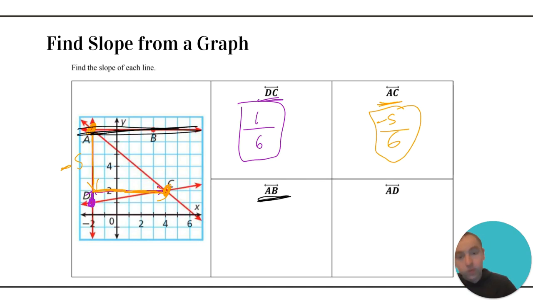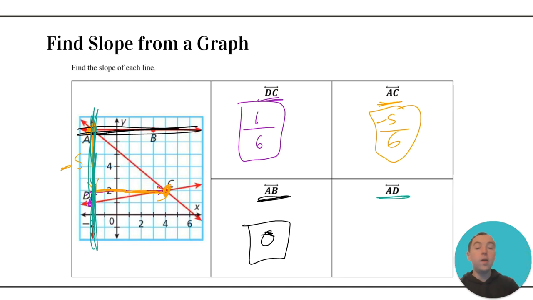Okay. The other two should be a little bit more straightforward, because line AB is just going straight horizontal, and that's always going to be just the number 0 for its slope. And then for the very last one, we have AD, and that's what this line is. Anytime it's straight up and down and vertical, those are the types of lines that always have an undefined slope.